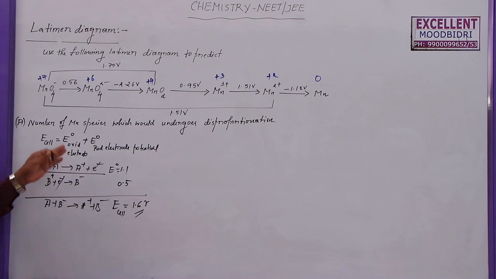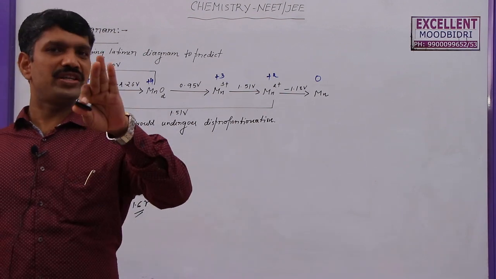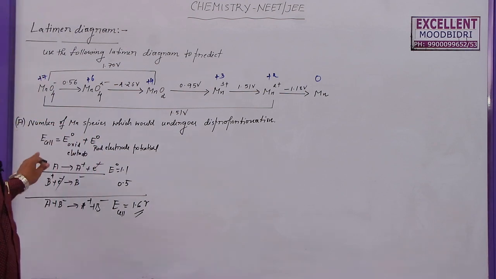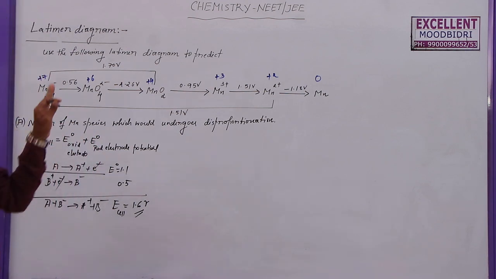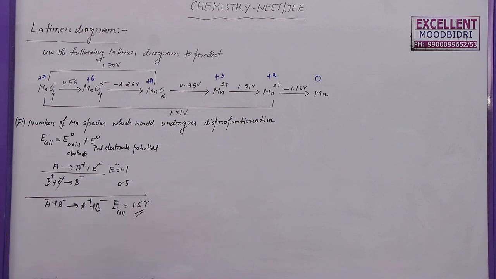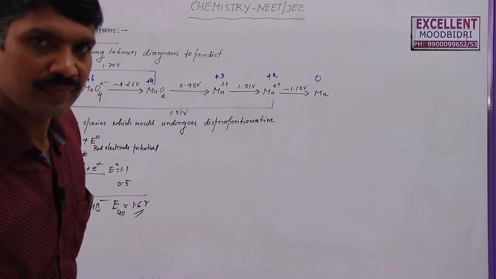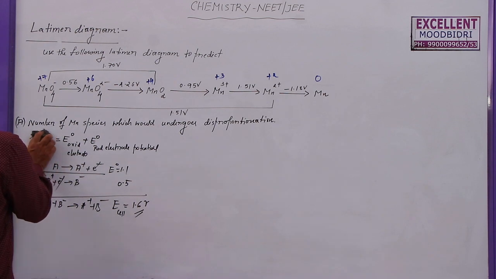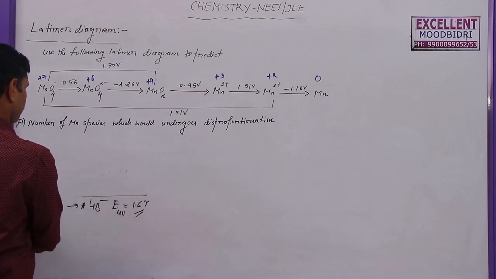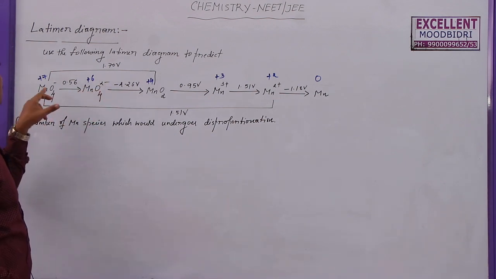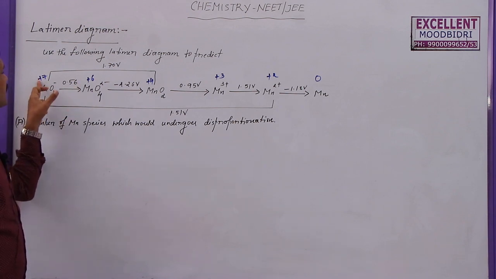Suppose two oxidation reactions or two reduction reactions are given. In such a case, we cannot find the E shell directly. Then you go for the thermodynamics concept. So here totally, what is the question? The number of manganese species which undergo disproportionation, meaning both oxidation and reduction reaction. So the first species, what's given first? MnO4 minus changes to MnO4 2 minus, meaning here +7 to +6.